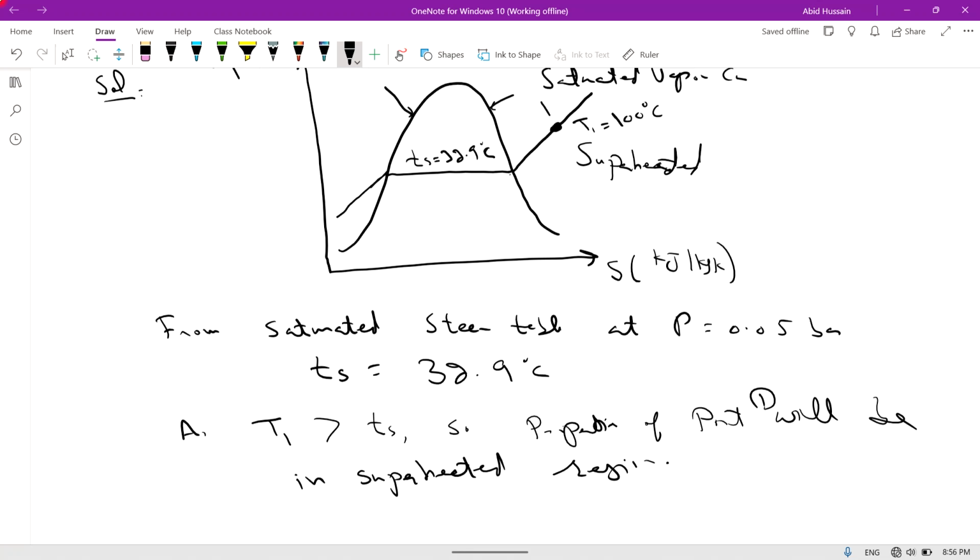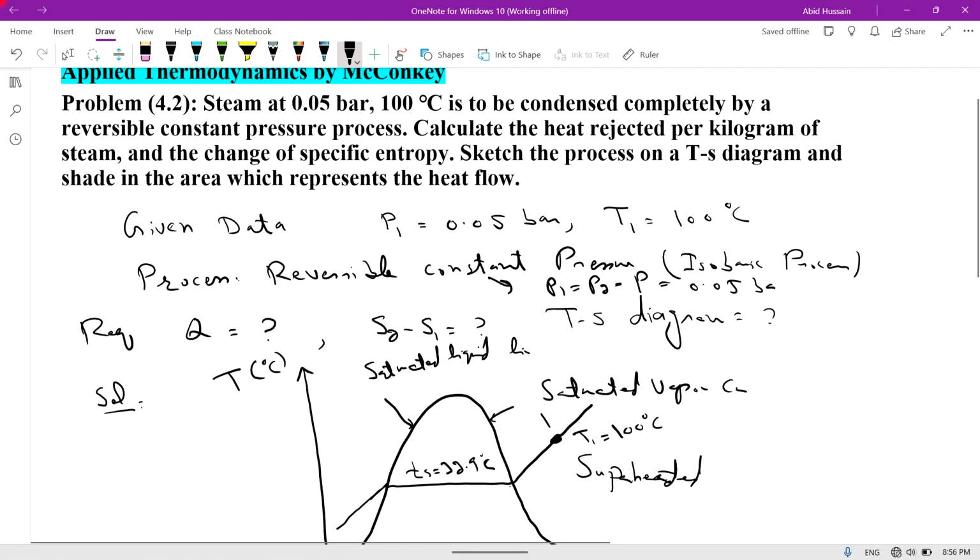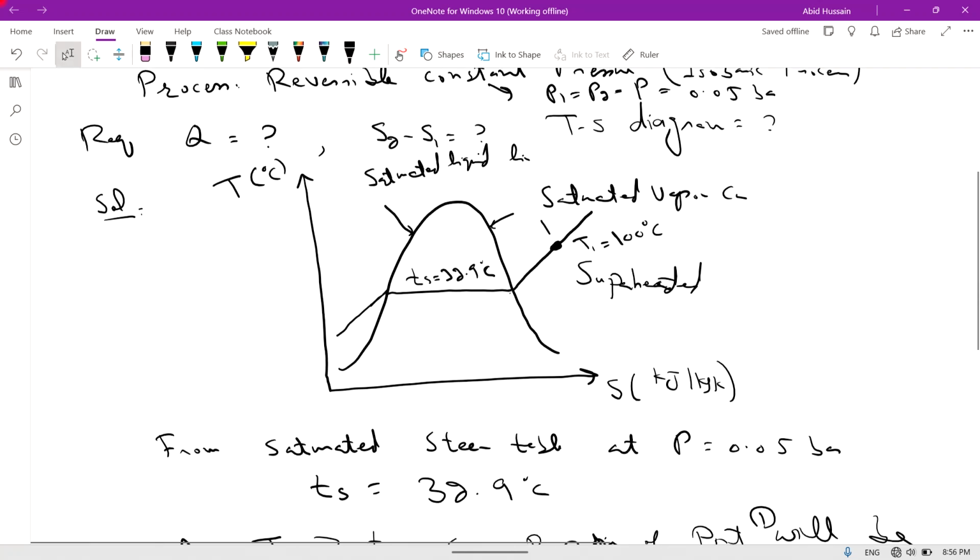Now the second point. If we read the statement again, initially steam is at 0.05 bar and temperature is 100 degrees centigrade. Now the steam is condensed completely. This is the saturated liquid line. After condensing completely, the second point will be here, because at this point the steam is completely in liquid form after condensation. Condensation means that we convert the steam into liquid. So at point 2 on this line the steam is completely converted to liquid.